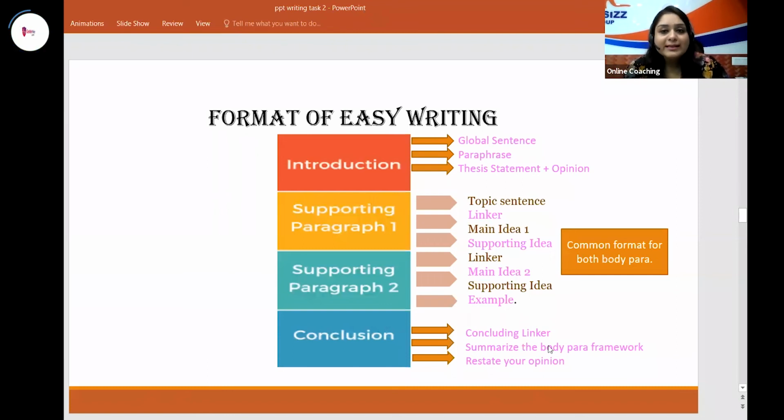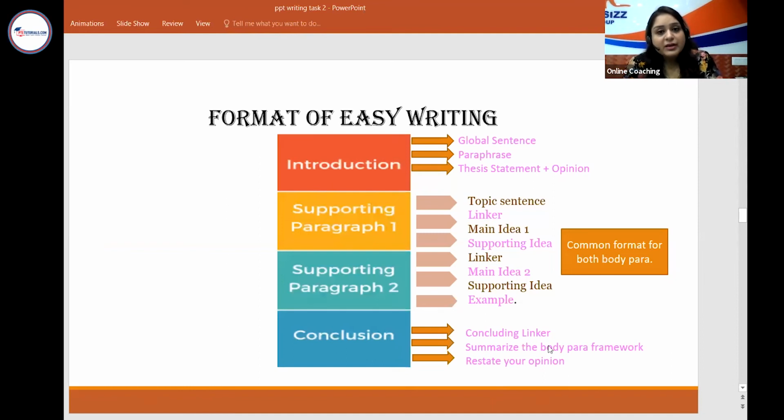Now, what is a global sentence? A global sentence is all about the generalized statement. Whatever your topic is, you have to write the general part related to the society. For example, if the topic comes for technology, you can write any kind of general statement, that technology nowadays is a booming part of modern society. Just a 1 line or 1.5 line global sentence that makes a hook to the paraphrase.